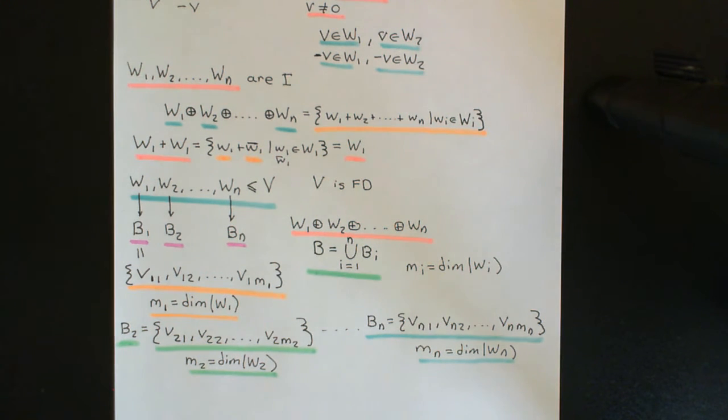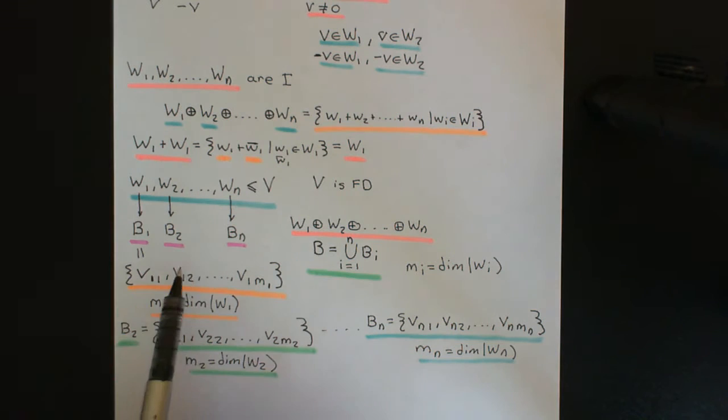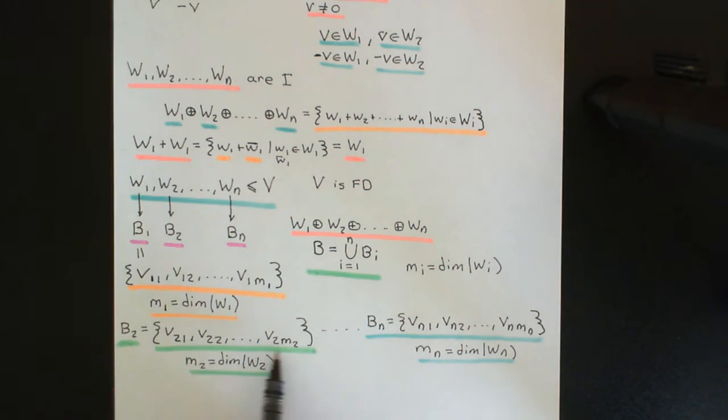Okay, so the first thing that I want to make absolutely crystal clear is that all of these bases will have empty intersections with one another. What I mean by that is there's going to be no duplicates. There's not going to be a vector in here also in here. It won't be the case, for instance, that v12 is the same vector as v2m2. They all have empty intersections. So if you pick any two of these, their intersection is empty.